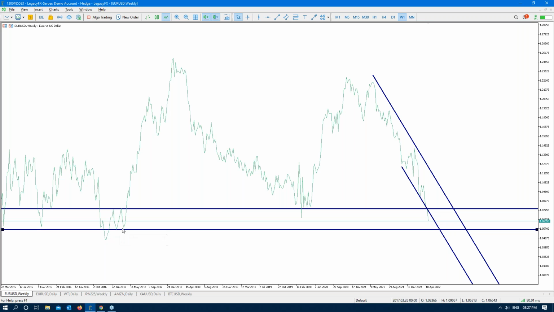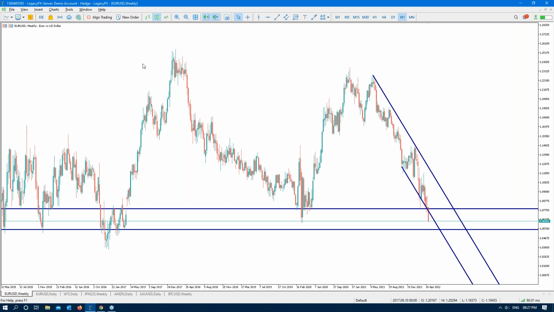Now, if we take this lowest point right here, we have 1, 2, 3, 4 that are almost touching it. If we then go back to candles, we can see that all the wicks touched them, which means we had multiple rejections on this price level, 105.